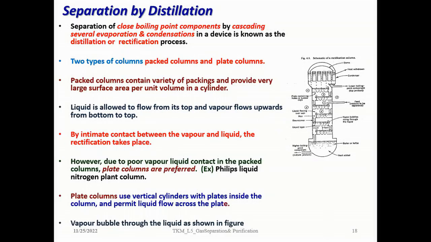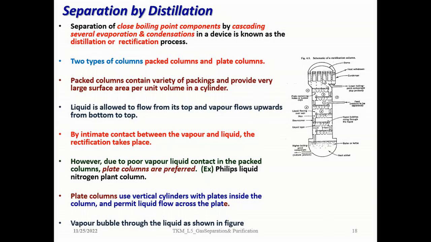Also, it can flow out through the weir, and then it will come down. Gradually, liquid comes down from the upper plate to the lower plate, next to the lower plate, and so on. The vapor goes from the bottom, and since there are holes, it goes out through the holes, and then it will combine with the liquid. So there is an interaction of the vapor with the liquid. Intimate contact happens between the vapor and the liquid, and then the rectification happens.